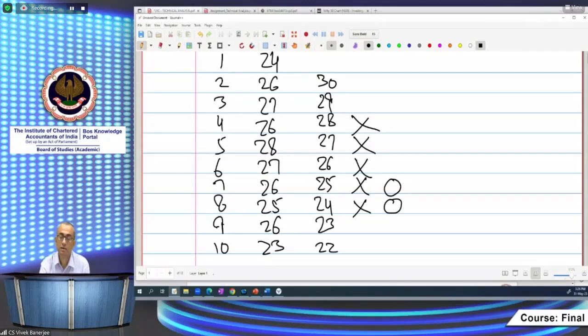And 26 minus 3, 23, we'll put an O in front of 23. So 23 is the lowest, so after that we will enter something. So this is what the point and figure chart is.